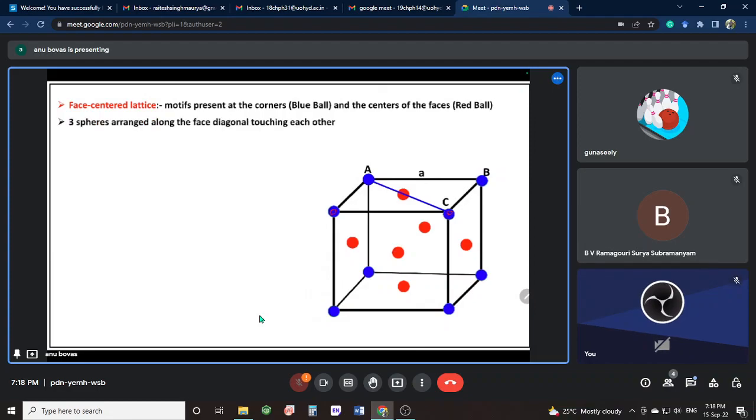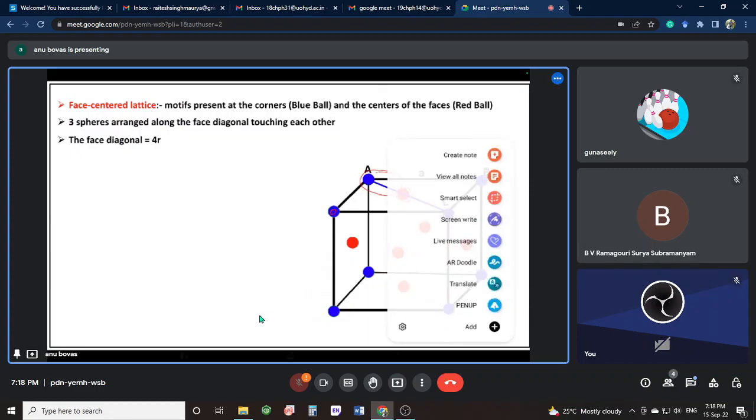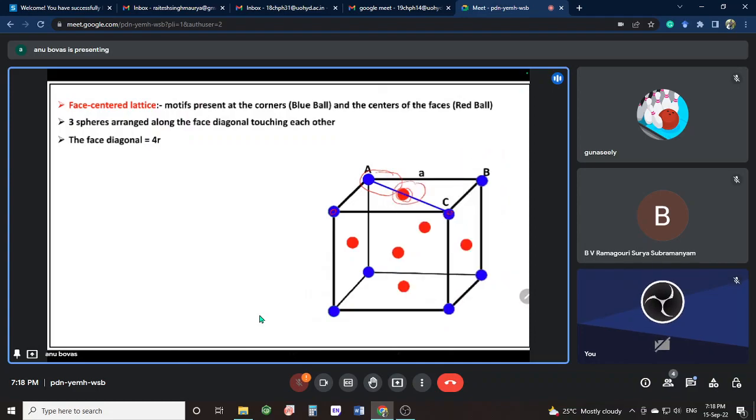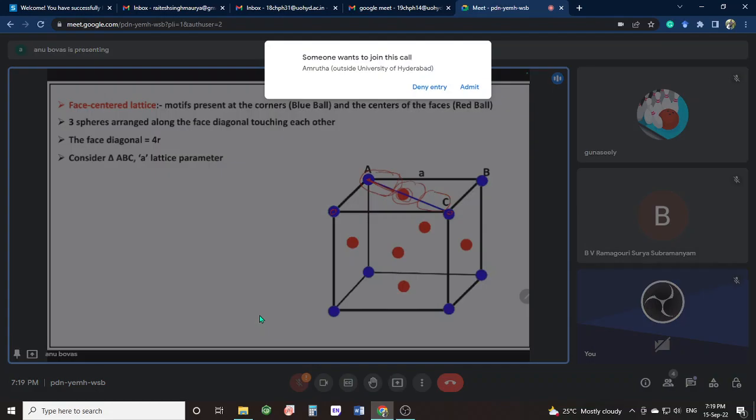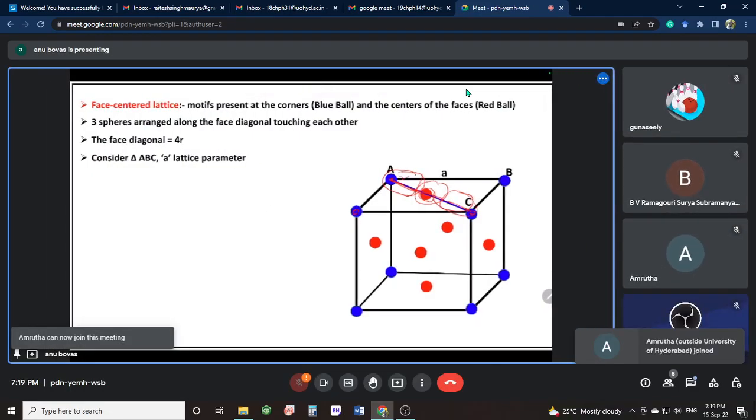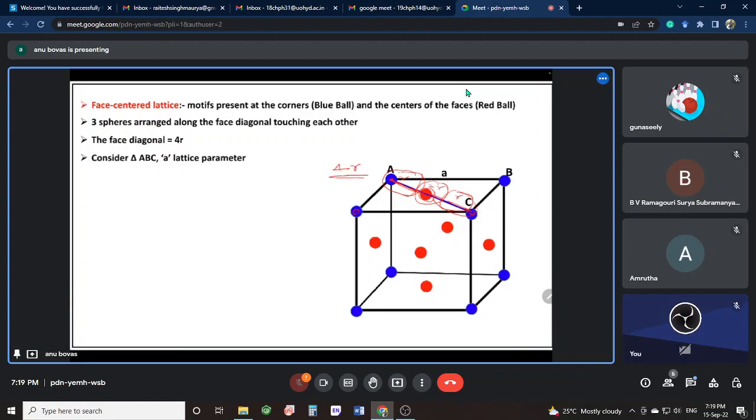Now let us consider a face diagonal from A to C. In the face diagonal, even though it is shown like a small sphere, imagine it is this much big. 3 spheres are present, each sphere touching the other. Now the face diagonal is how much? If we start from here, 1r is present, then this big sphere 2r, and then this sphere r. So r plus 2r plus r, meaning 4r. The face diagonal is 4r.